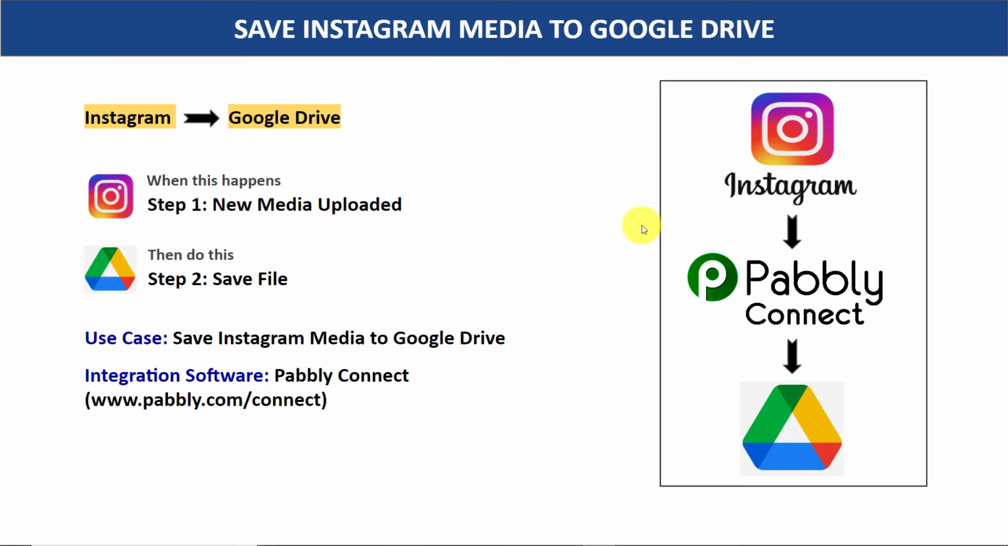The first choice is download the image from Instagram and re-upload the image back into Google Drive. Now this process is actually very repetitive and tiresome. So I would suggest that you bring in some automation so that whenever a new media is uploaded in Instagram, it will automatically save this file in Google Drive. So in this video, we will be using Pabbly Connect to integrate Instagram and Google Drive.